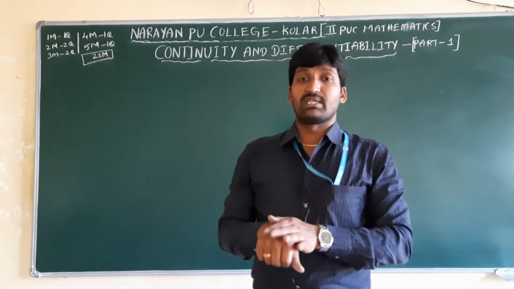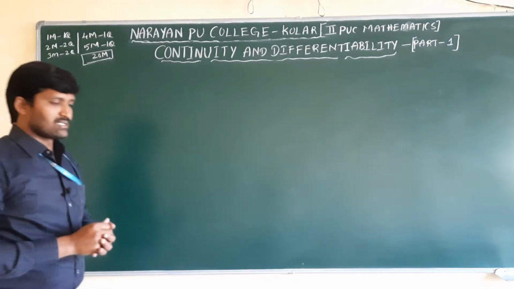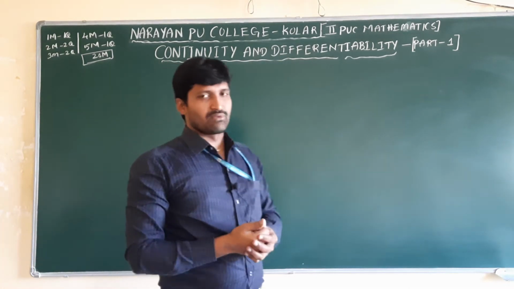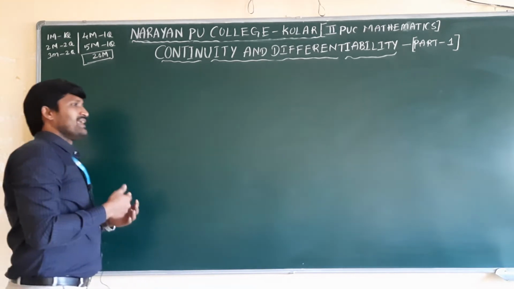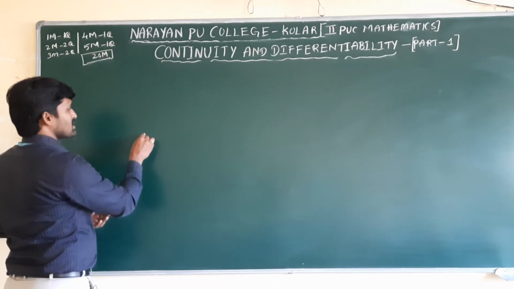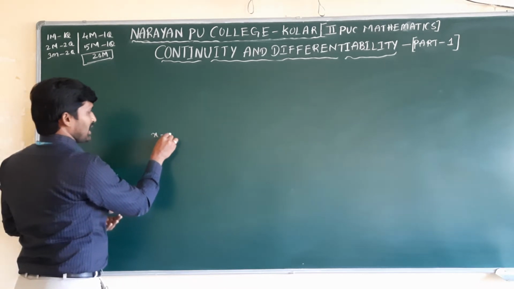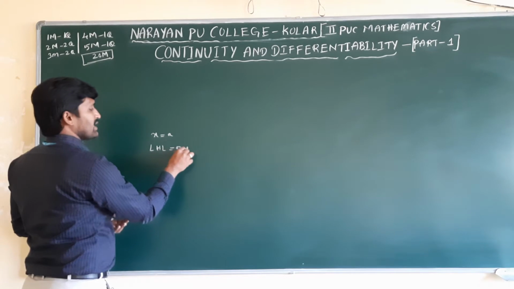But we need to remember the basic formulas. Okay? Now in first year we learned some basics, limits and derivatives. Now what is the meaning of limit? When will a limit exist? Limit exists at a point x is equal to a when the left hand limit value is equal to the right hand limit.